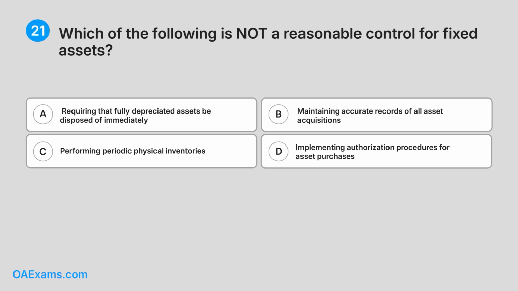21. Which of the following is not a reasonable control for fixed assets? A. Requiring that fully depreciated assets be disposed of immediately. B. Maintaining accurate records of all asset acquisitions. C. Performing periodic physical inventories. D. Implementing authorization procedures for asset purchases. Can you guess the answer?